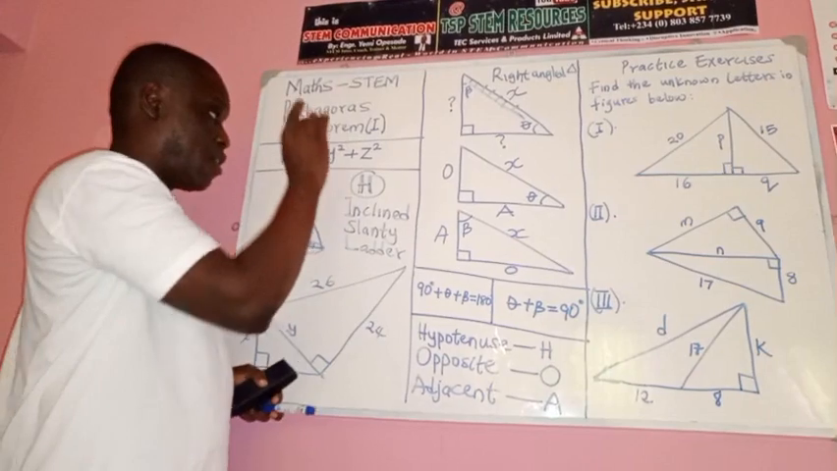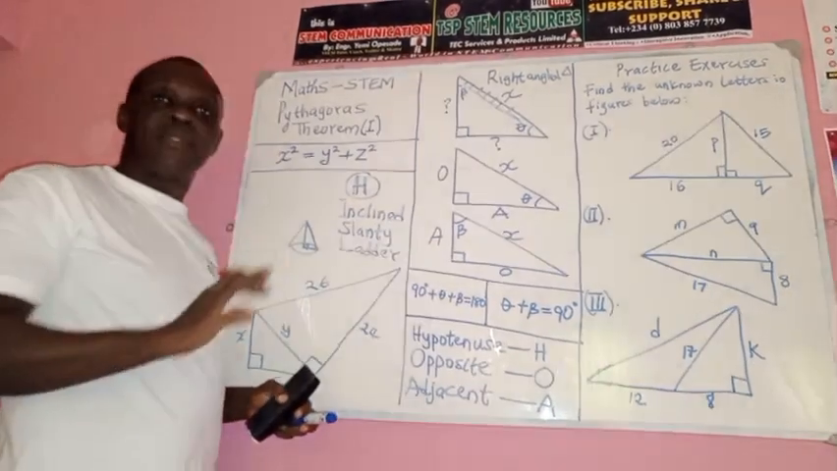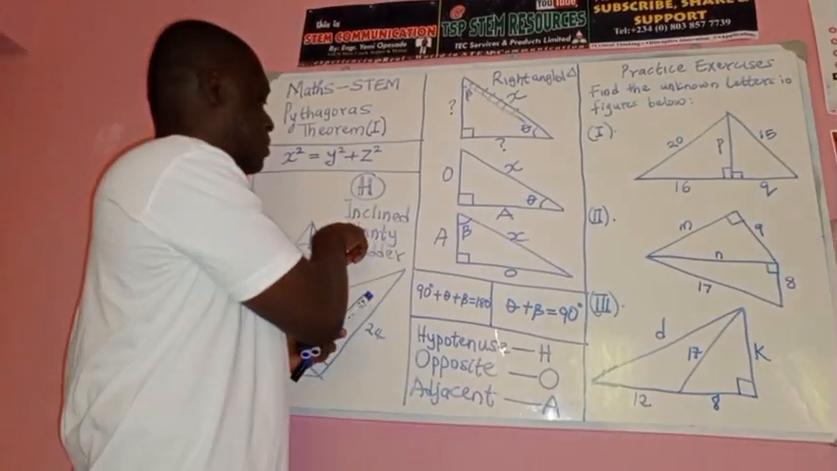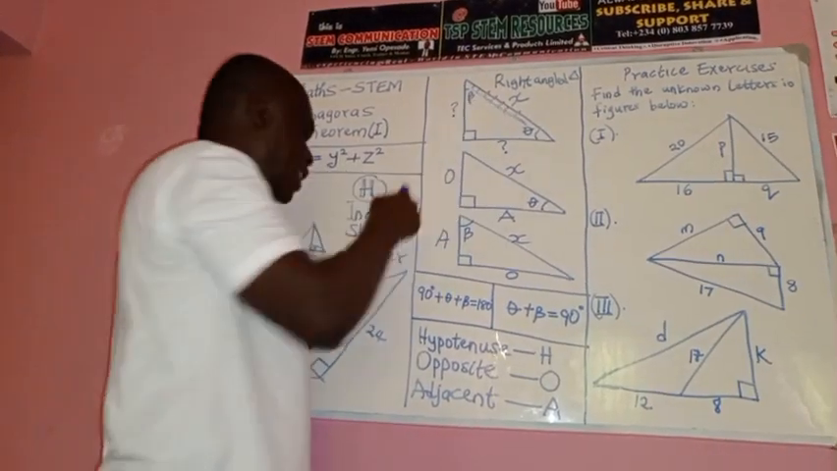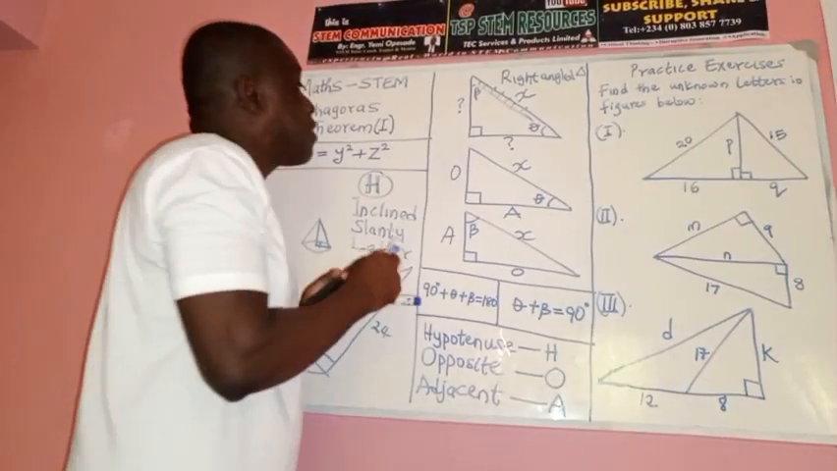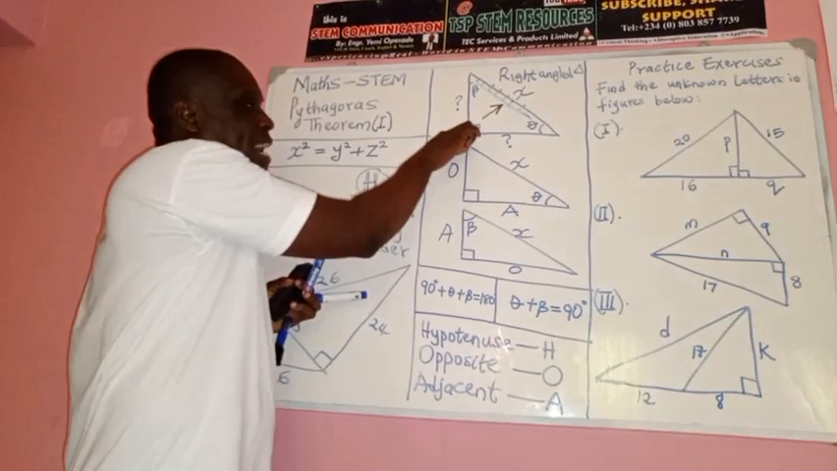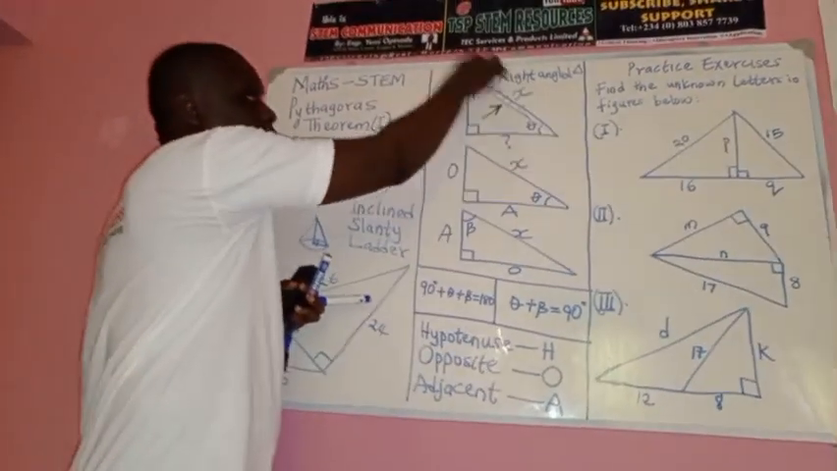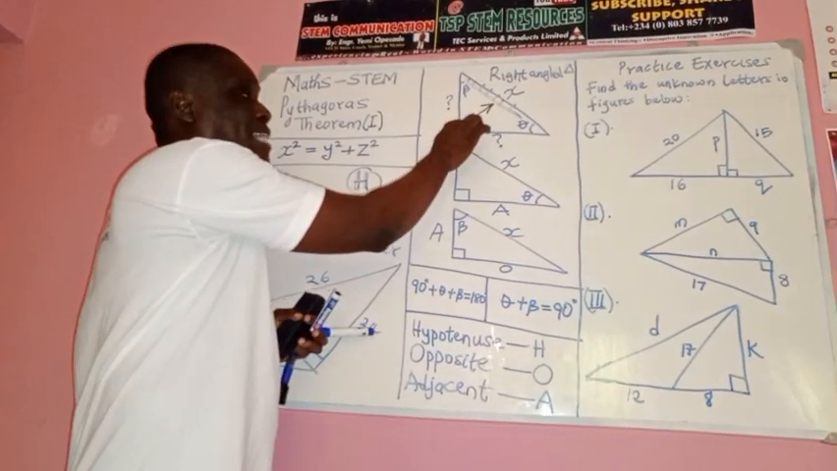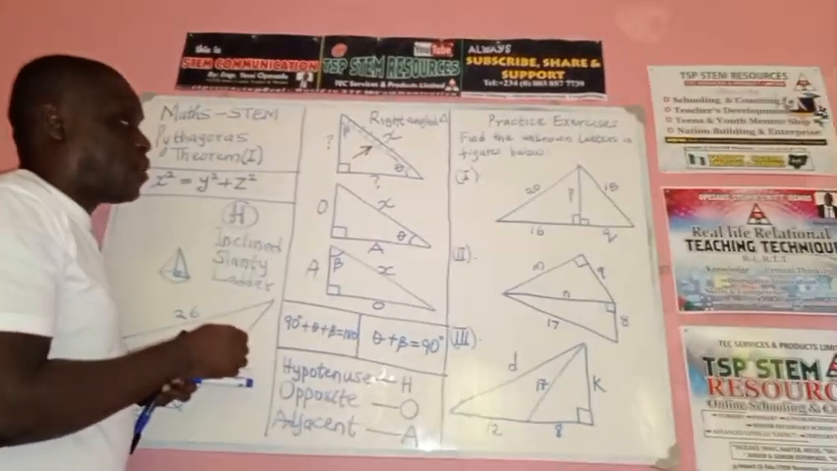So there are three names you can call the hypotenuse: the inclined side, the slanted side, and the ladder side. If you look at this hypotenuse, this side is directly opposite the right angle. The side that is directly opposite the 90 degrees is the hypotenuse side.